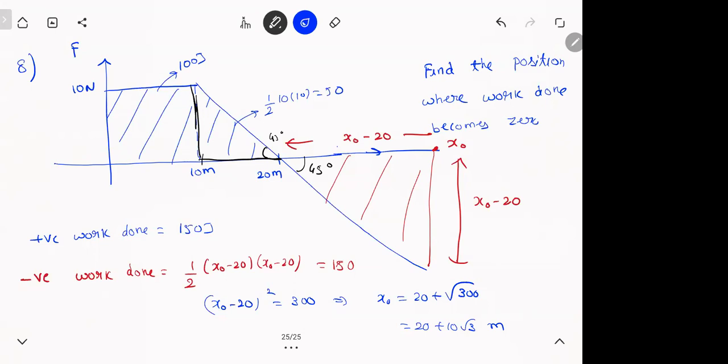Have a look at this. Again, I'll just explain. This angle is 45 because this is 10 and this is 10. So this is also 45. Let the work done be 0 at a particular x coordinate. So this length will be x0 minus 20. This is also x0 minus 20 because it is 45. So half base into height should equal the positive work done, which was 150.